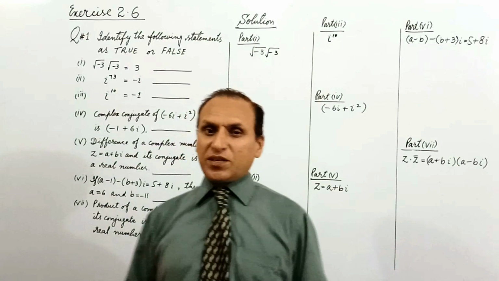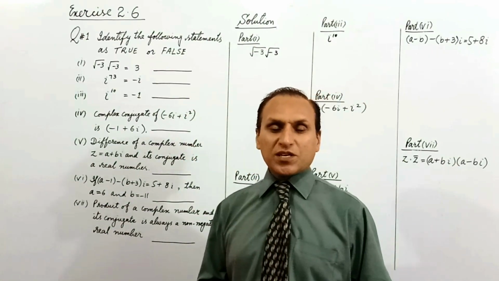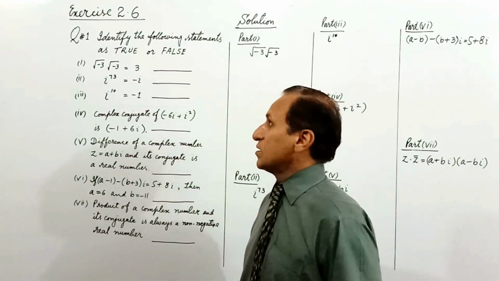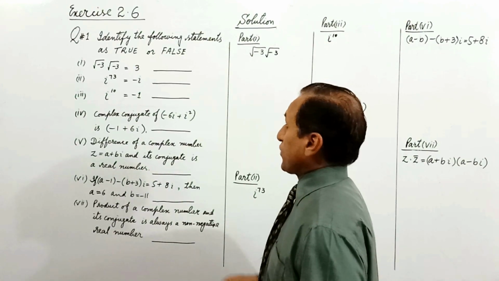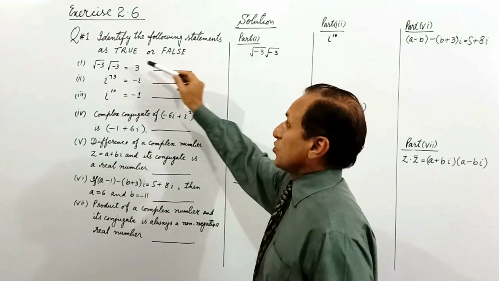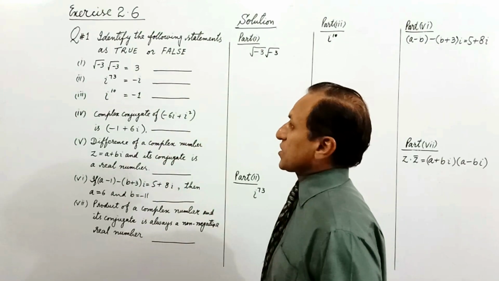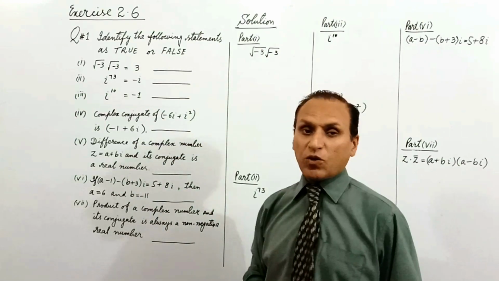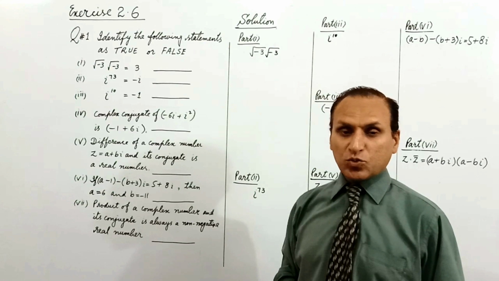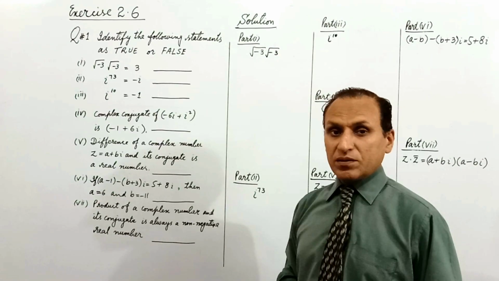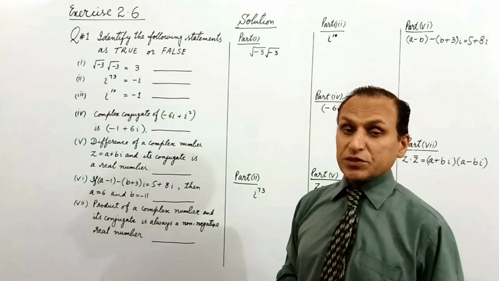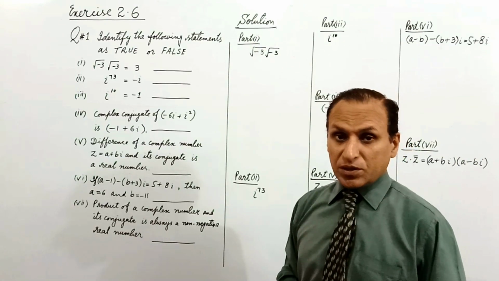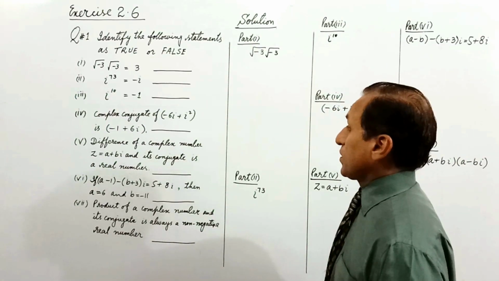Okay, let's begin with the next exercise. Exercise 2.6, question number 1. In this question, we are required to identify the following statements as true or false. The 7 statements are given to us in which we have to recall the concepts related to complex numbers. Let's begin with this question to find out which statement is true or false with the help of the solution.